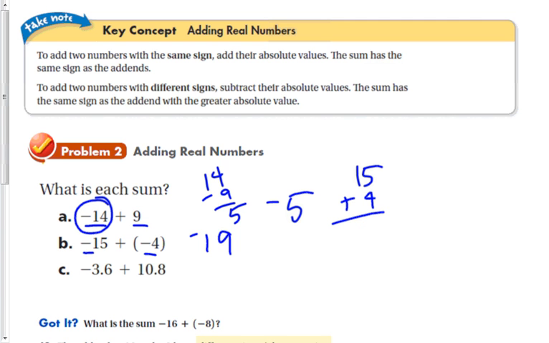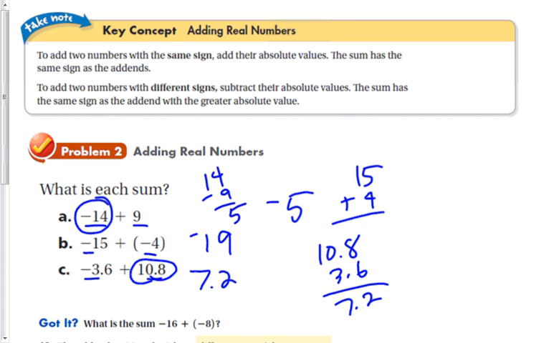The last one, the signs are different. When the signs are different, just subtract them. And that's 7.2. And then take the sign of the number with the largest absolute value, which means the sign of the number furthest from 0, which is this one. So my answer is positive 7.2. All right, you try that.